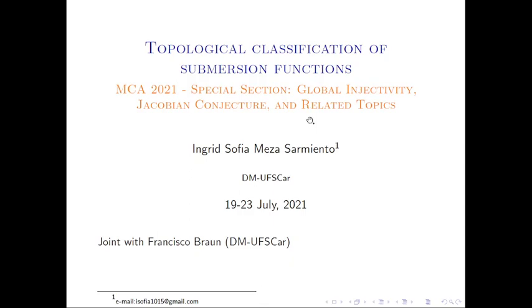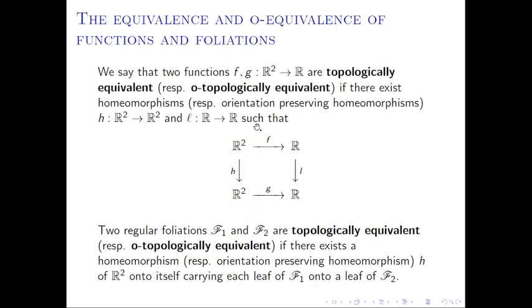Hello, the title of my poster is Topological Classification of Submersion Functions, a work in collaboration with Francisco Brown. We say that two functions f and g from R2 to R are topologically equivalent if there exist homeomorphisms H from R2 to R2 and L from R to R such that this diagram is commutative.